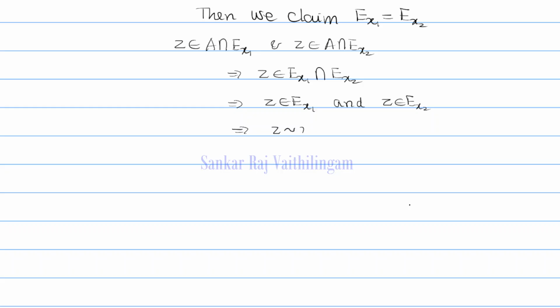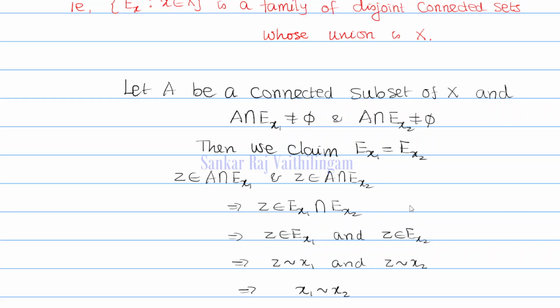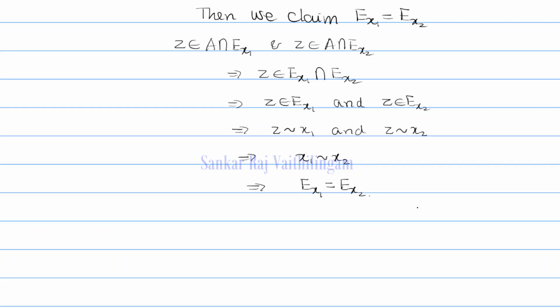That implies that z is related with x1 and z is related with x2. So by the transitivity property, this implies that x1 is related with x2. If these two elements are equivalent, the equivalence classes will also be equal, so E_x1 equals E_x2. Do you understand? So what we have is that if capital A, a connected subset of capital X, intersects both sets, then those sets must be equivalent. Okay, that's the theorem.